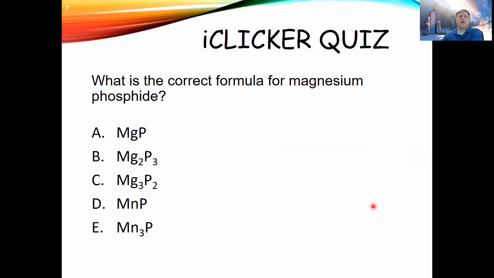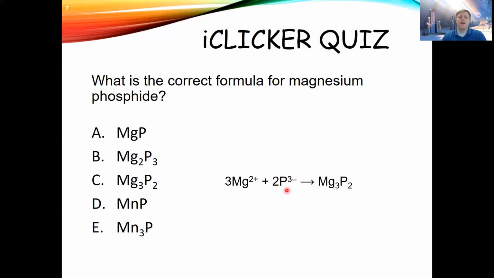Tell me what is the correct formula for magnesium phosphide. So I've already named this as this salt compound. Go ahead and pause the video and try and figure this out. Okay, what we're going to need to know is the charge on the magnesium and the phosphide. So the charge on magnesium is 2+ because, again, it's an alkaline earth metal. It's always going to be 2+.